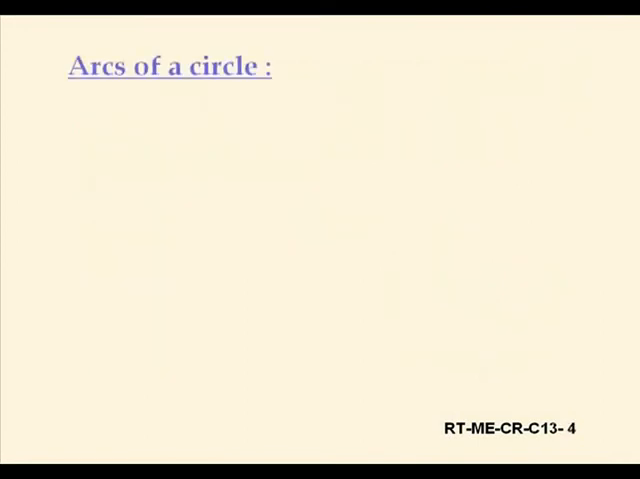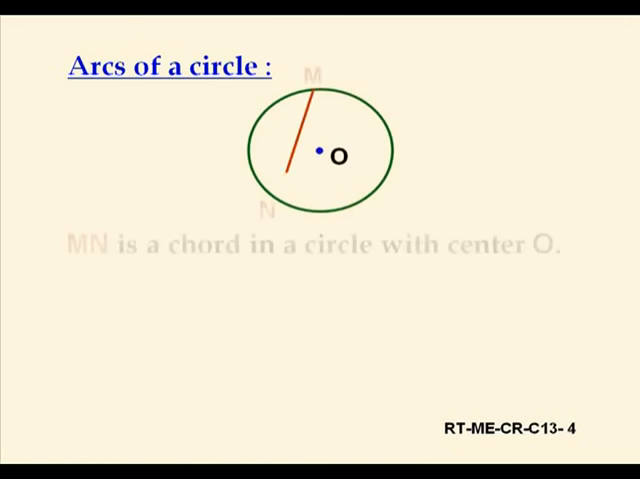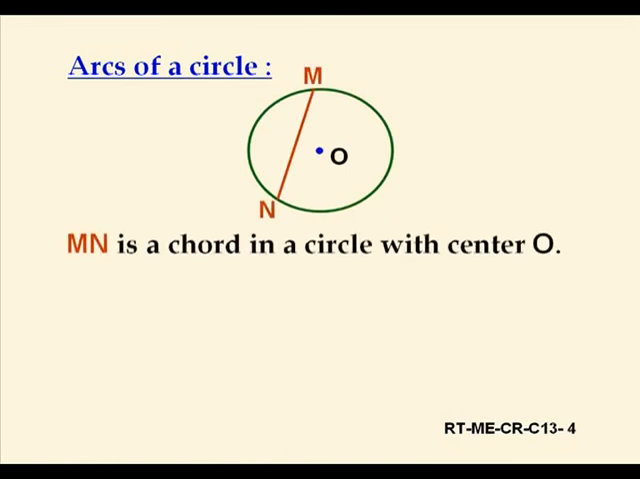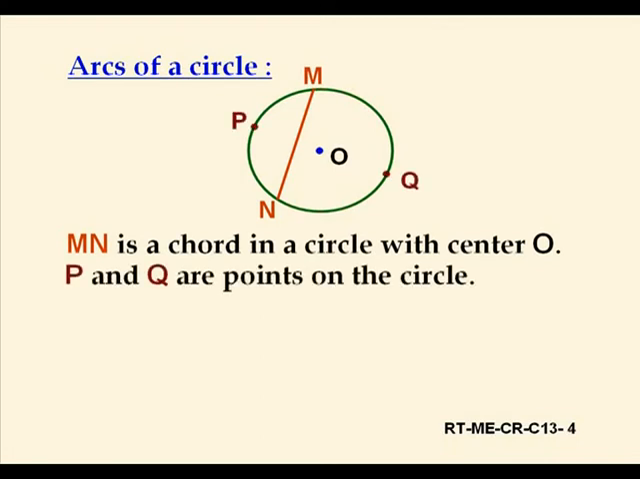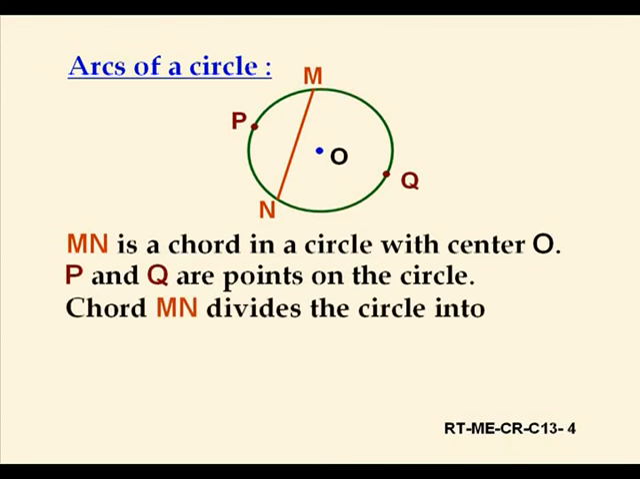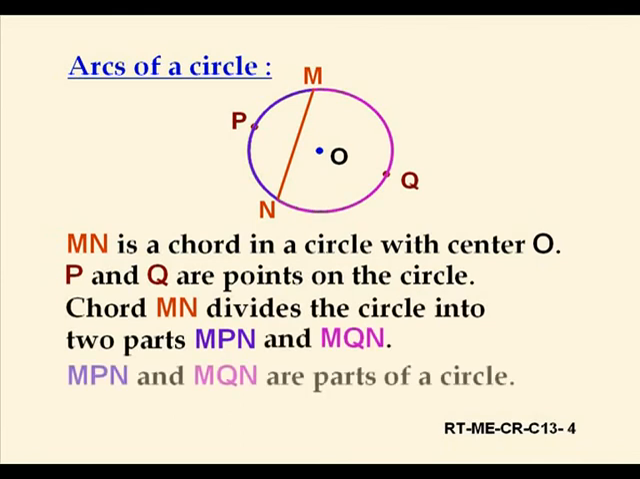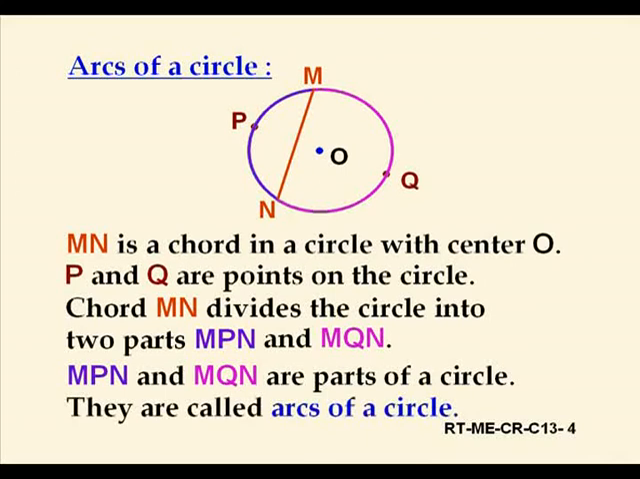Now let us understand arcs of a circle. In the figure, MN is a chord in a circle with center O. P and Q are points on the circle. Chord MN divides the circle into two parts, MPN and MQN. MPN and MQN are parts of a circle. They are called arcs of a circle.